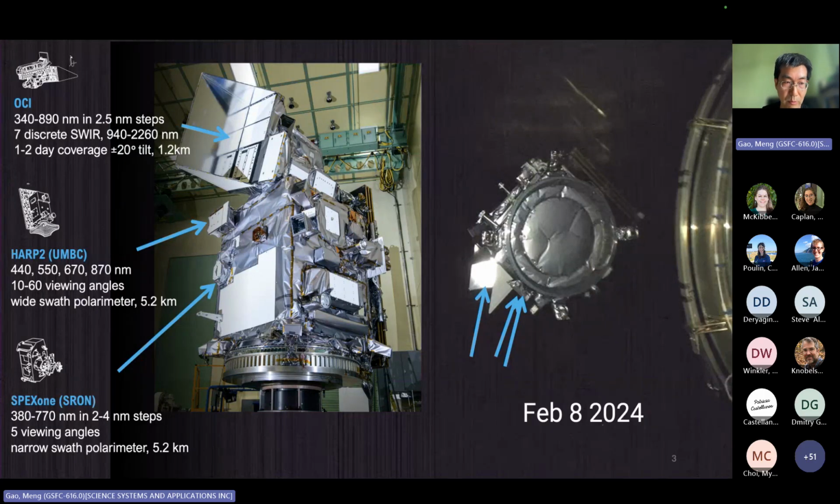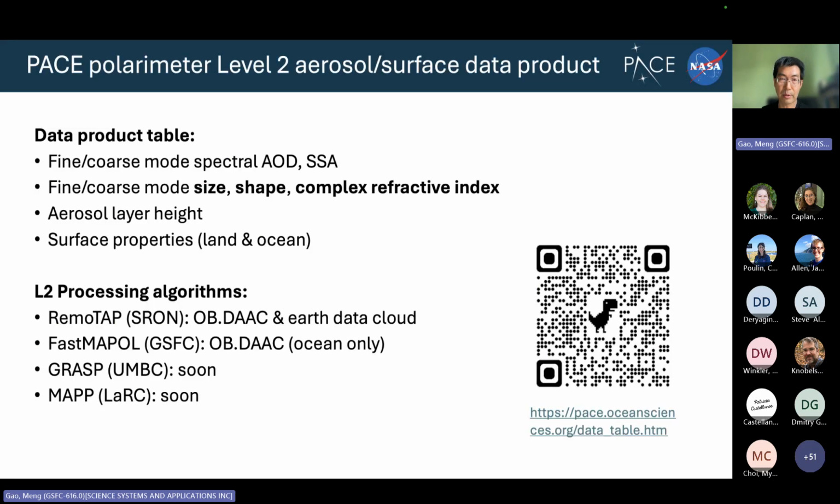So Kirk has been talking about what we have from PACE, and there are a lot of capabilities here. And the data products we try to produce include a long list, so I just want to highlight some of them here. For aerosols, we will produce aerosol optical properties, aerosol optical depth, absorption, and also aerosol microphysics properties. Thanks to the capability of polarimeters, we can get aerosol size, aerosol shape, and the refractive index. And we can also derive aerosol layer height and also surface properties depending on looking at land or ocean.